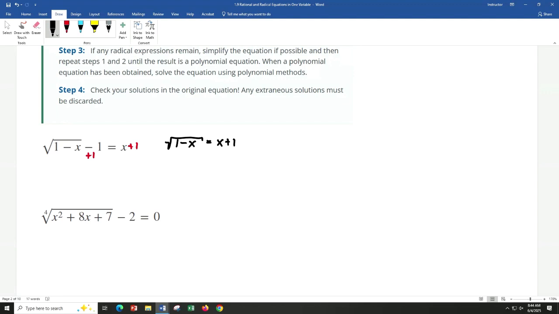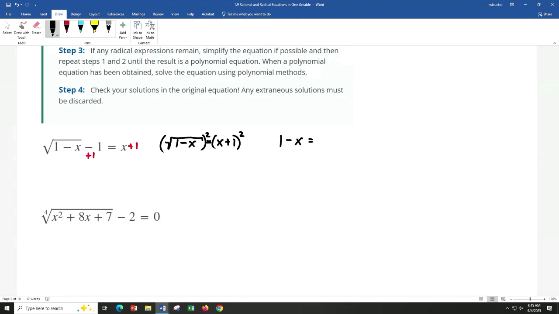How do we get rid of a square root? Raised to the power that matches what? The index. In this case, it's a 2. So we're going to raise both sides by 2. And notice what's about to happen here. On the left-hand side, the square root is now canceled out. And so we're just left with 1 minus x.